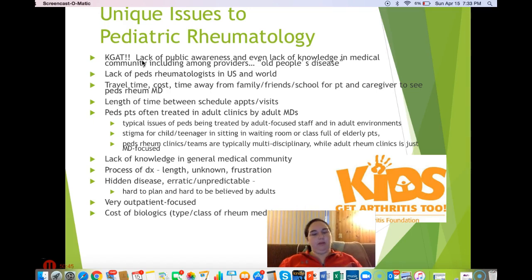Or having a handicap sticker when you're a younger kid and you look fine, or even at my age with a handicap sticker, I get a lot of flack from people all the time. So a lot of different issues. There's also a lack of pediatric rheumatologists in the U.S.